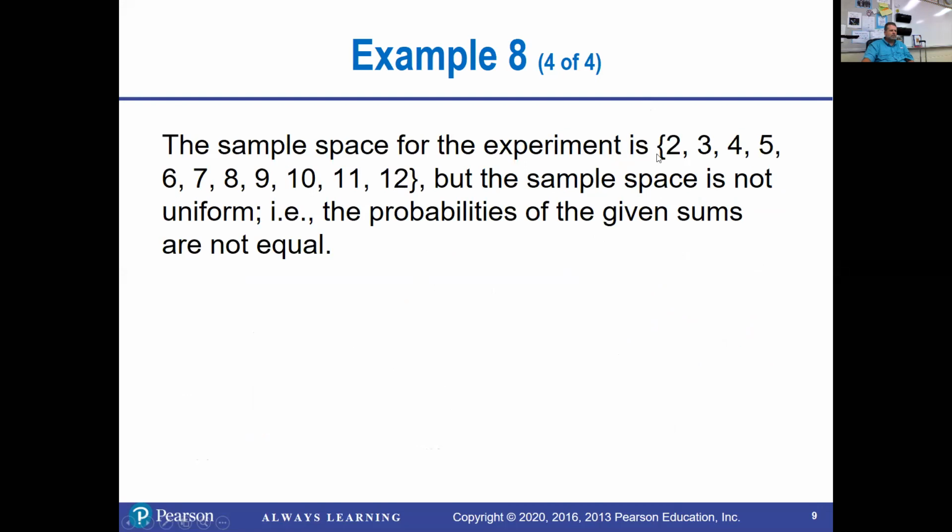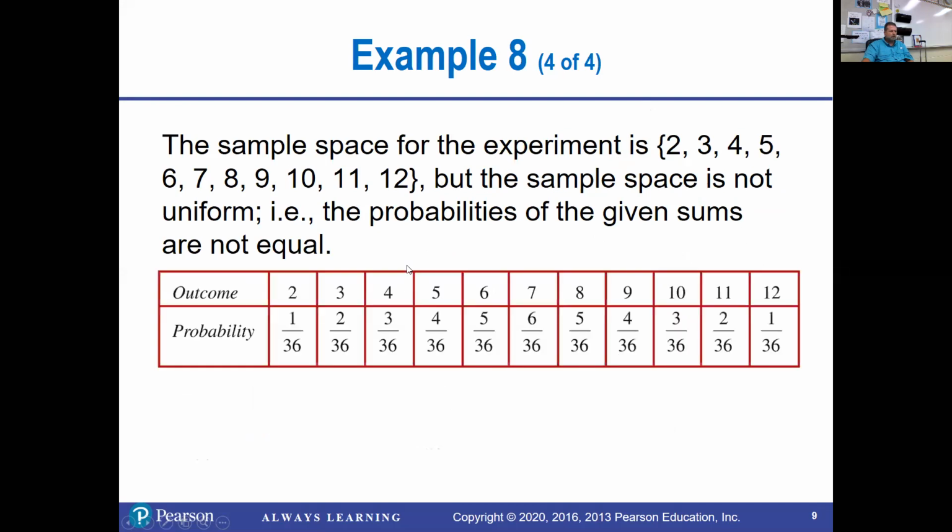Sample space for the experiment is 2, 3, 4, 5, 6, 7, 8, 9, 10, 11, 12. But the sample space is not uniform. The probabilities of the given sums are not equal. Okay, so we're talking about dealing with totals of the die still. Here's my 7, here's my 11. Notice they are all different amounts. Some of them are repeated, but there's only certain ways to do things, so they're not all equal.